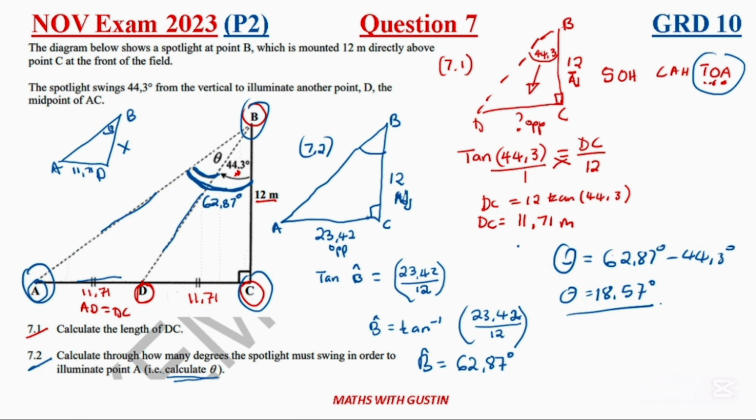All right, so in order for the light to shine on point A, you can tell them that the light must swing 18.57 degrees to illuminate point A. Okay, and that will be that, guys.